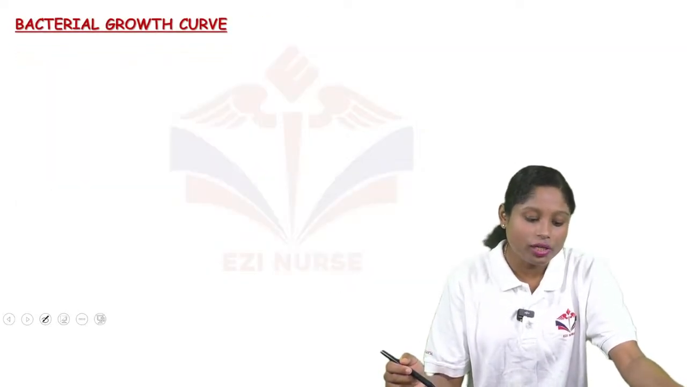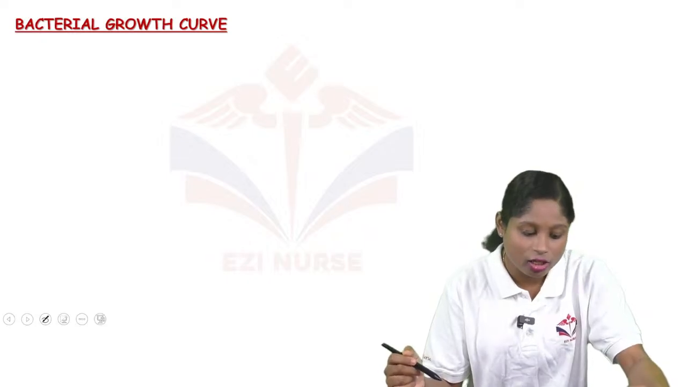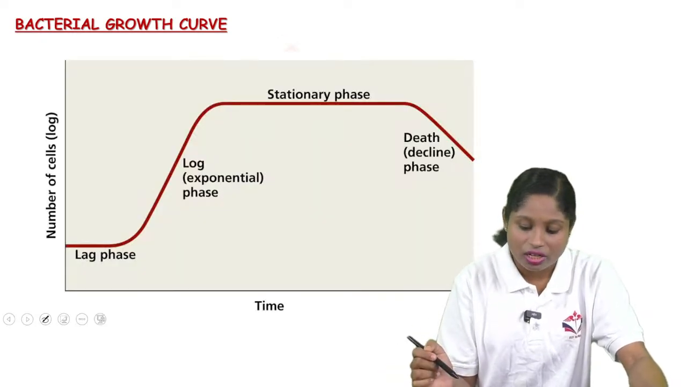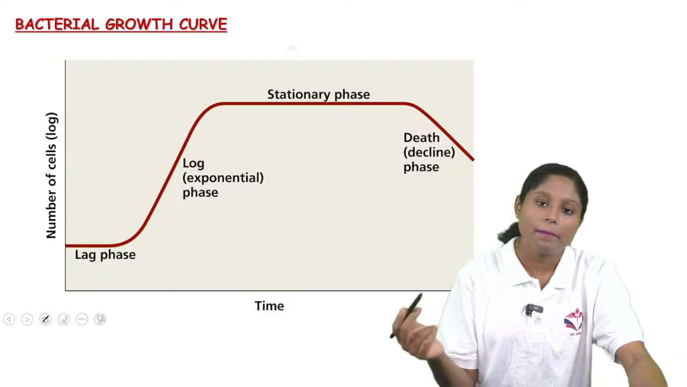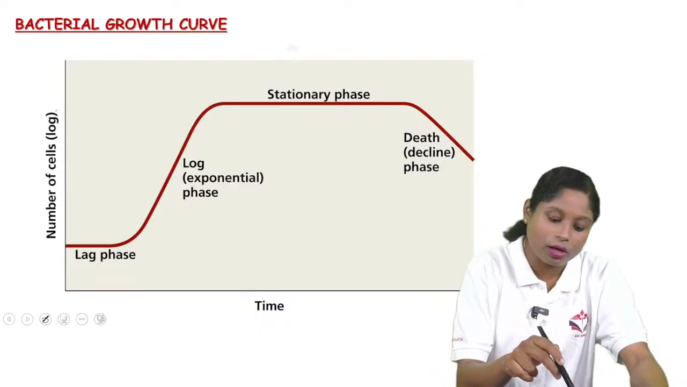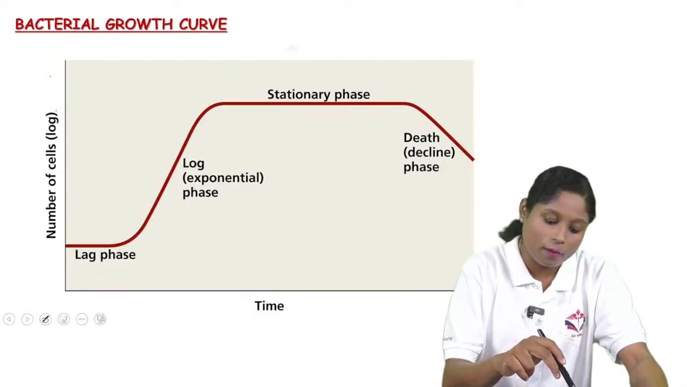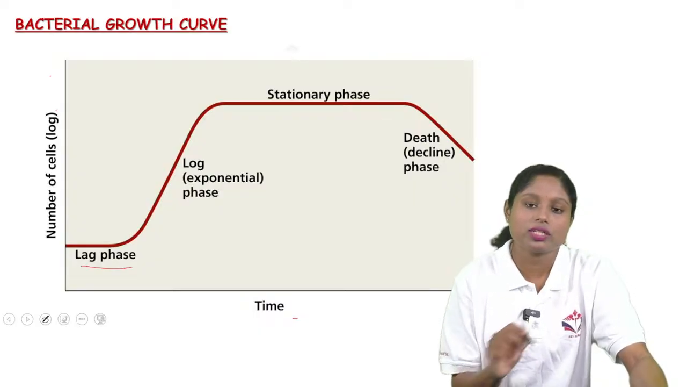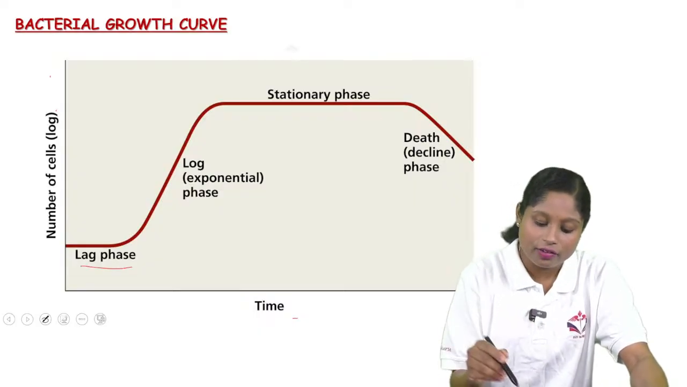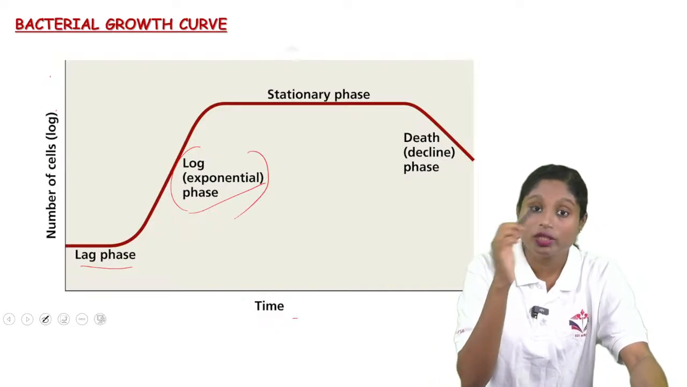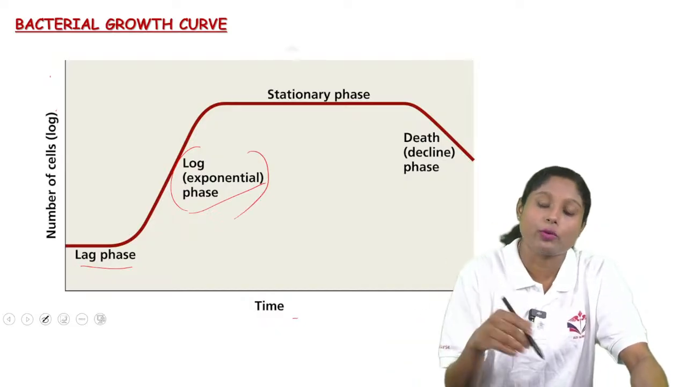Next, we are moving to the next important question, bacterial growth curve. So what is a bacterial growth curve? What are the main phases in the bacterial growth curve? On the axes, we have the log number of cells and time. There will be a lag phase, and there is an exponential phase, also known as the log phase. So you need to draw this in your exam answer sheet.